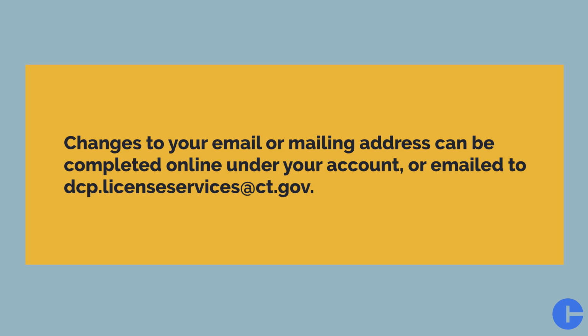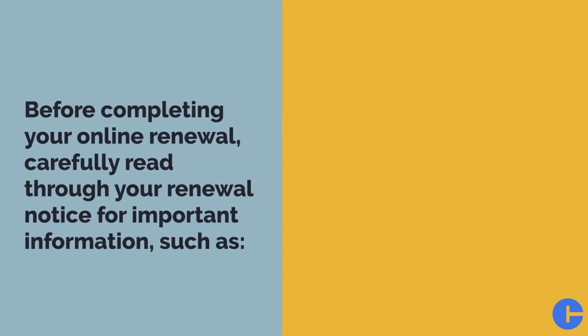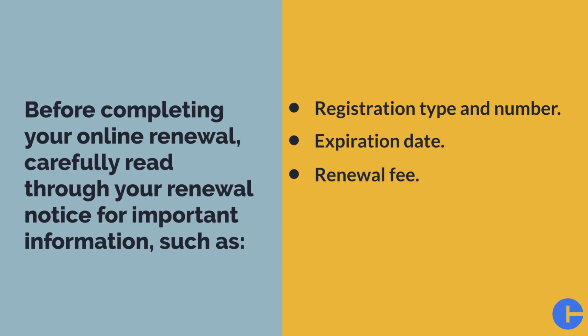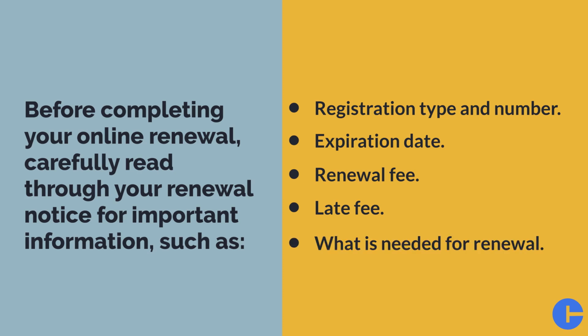Changes to your email or mailing address can be completed online under your account, or emailed to dcp.licenseservices@ct.gov. Before completing your online renewal, carefully read through your renewal notice for important information, such as registration type and number, expiration date, renewal fee, late fee, and what is needed for renewal.